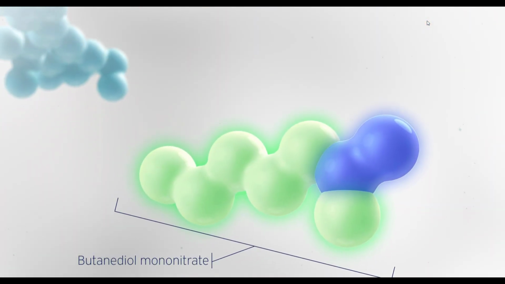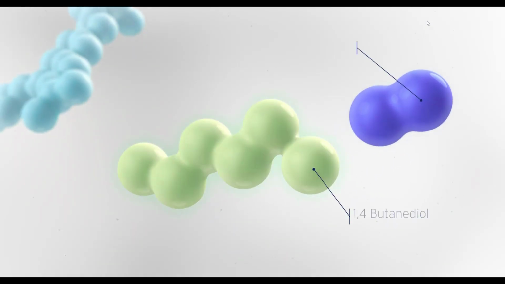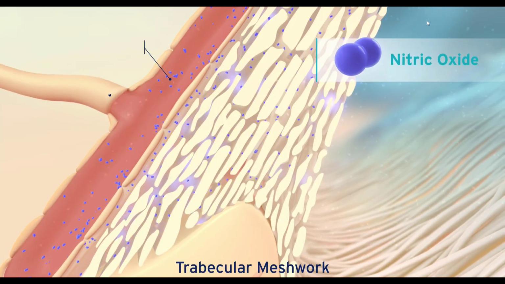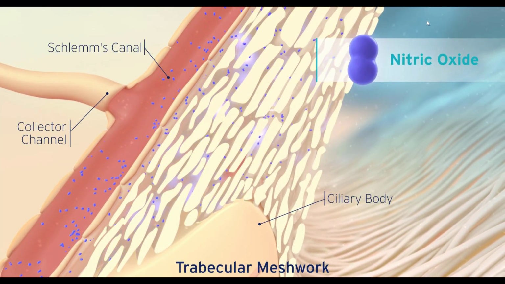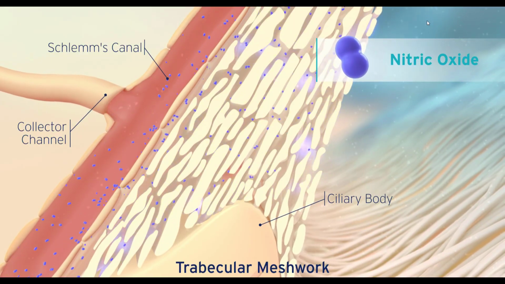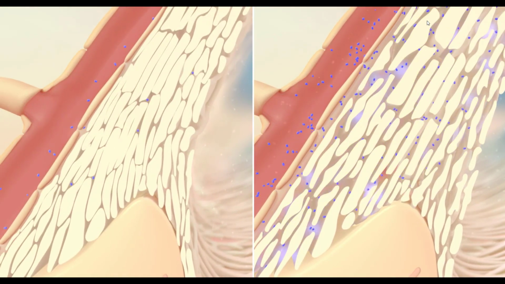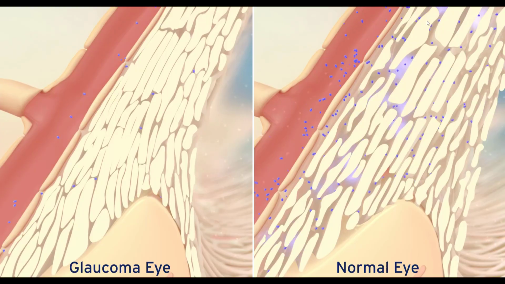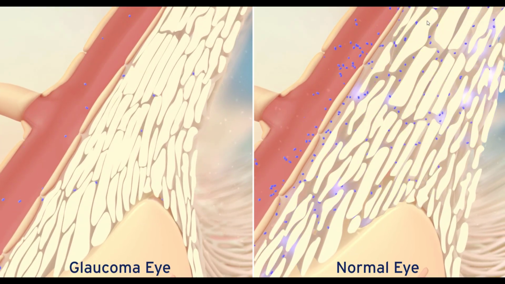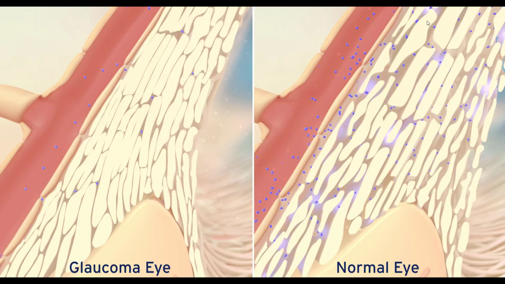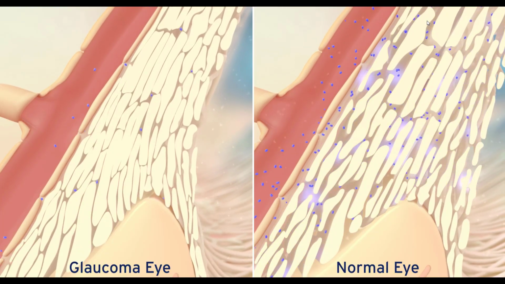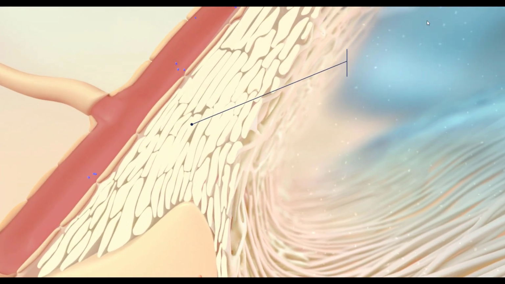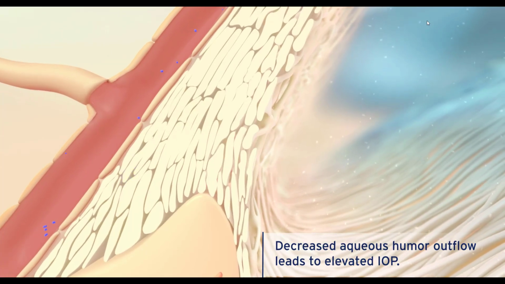The second moiety is butanediol mononitrate, which releases 1,4-butanediol and nitric oxide. In normal eyes, nitric oxide is produced by endothelial cells in Schlemm's canal to regulate IOP. Human studies have shown that patients with glaucoma have decreased levels of nitric oxide markers compared to patients with normal eyes. A deficiency in nitric oxide is believed to play a role in chronic trabecular meshwork contraction and elevated IOP. This chronic contraction leads to a reduced trabecular permeability, decreased aqueous outflow, and elevated IOP.